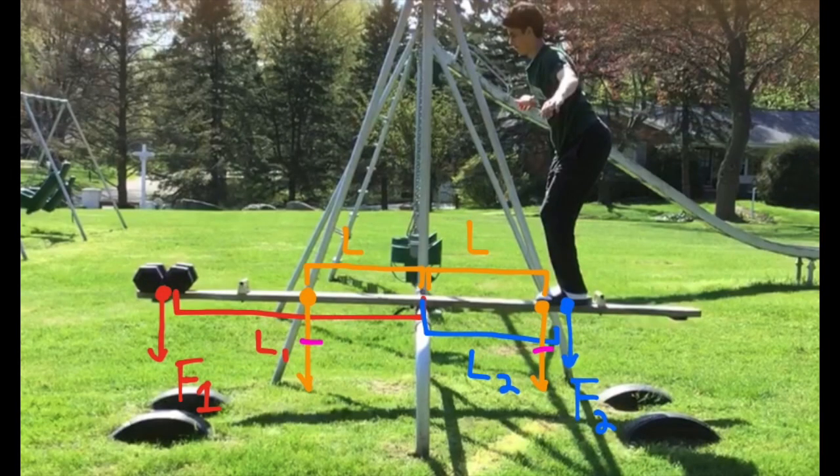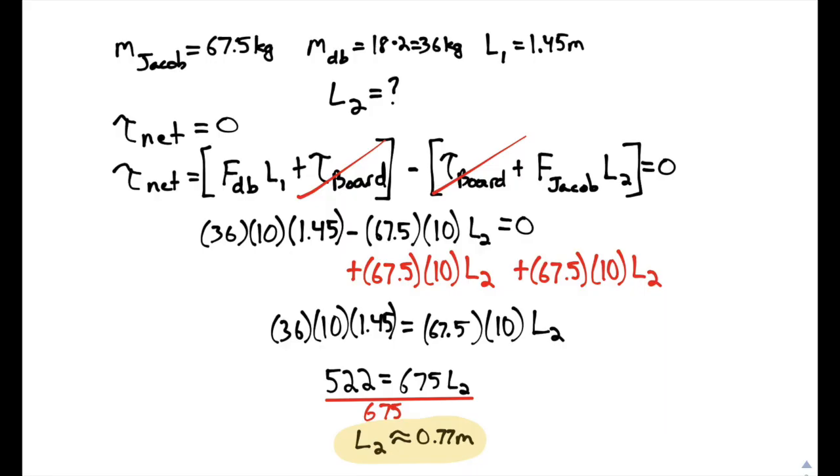In this photo, I am standing on one side of the seesaw while two dumbbells are on the other side of the seesaw. Although I have a greater mass than the two dumbbells combined, the seesaw stays balanced because the dumbbells are further from the center. So here's the math of the scenario.